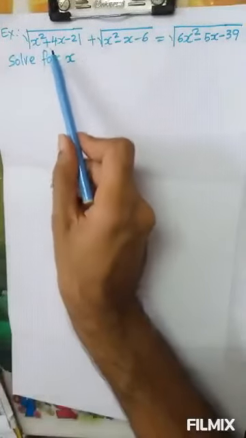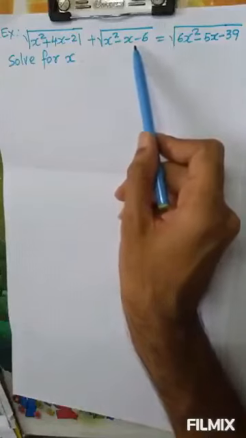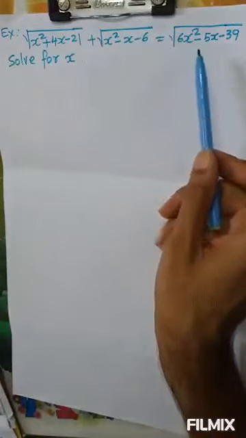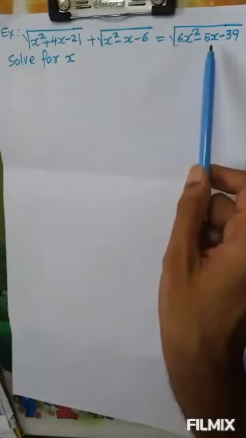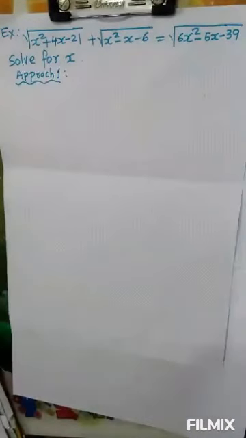Let's solve this question. Under root of x square plus 4x minus 21 plus under root of x square minus x minus 6 plus under root of 6x square minus 5x minus 39. What should be our approach to solve this? Let's think about this.